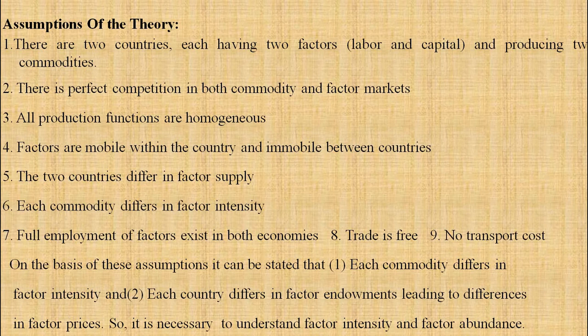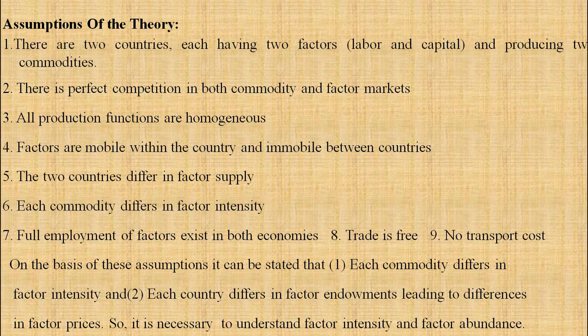There are two countries, each having two factors, labor and capital, and producing two commodities. There is perfect competition in both commodity and factor markets. All the production functions are homogeneous. Factors are mobile within the country and immobile between countries. The two countries differ in factor supply. Each commodity differs in factor intensity. Full employment exists in both economies. Trade is free, no transport cost.